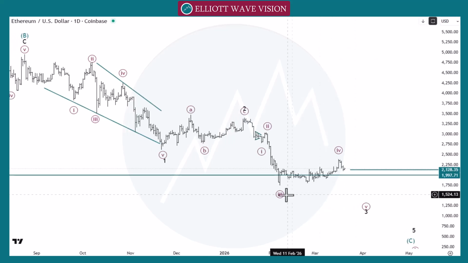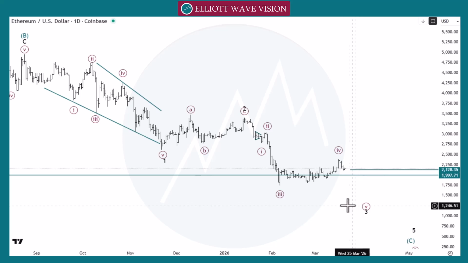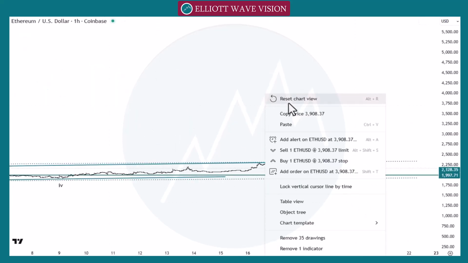So at this point, this corrective pattern may complete at this point. So now we need to wait for the next impulsive move and its correction to go towards the bearish side. So let's check the possibility in 1 hour time frame.